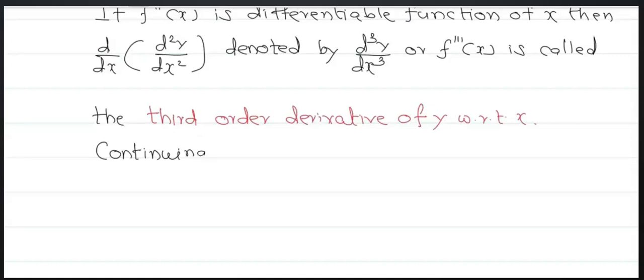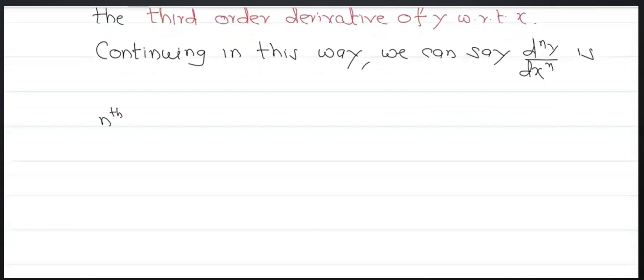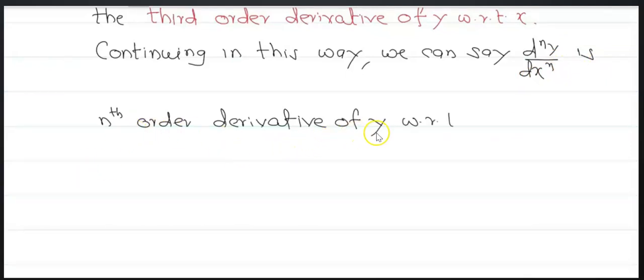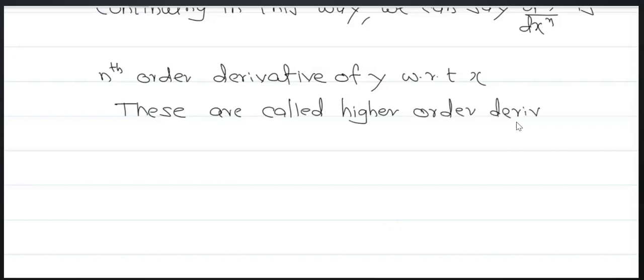Continuing in this way, we can say dny upon dx raised to n is the nth order derivative of y with respect to x. These are called higher order derivatives.